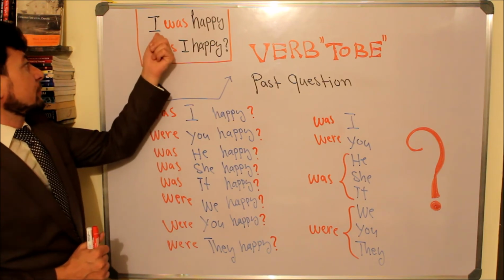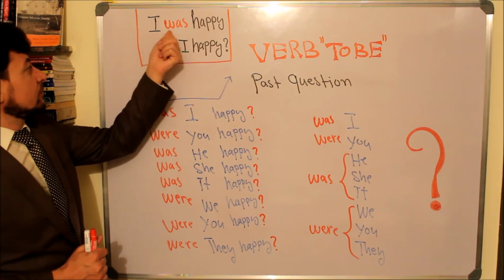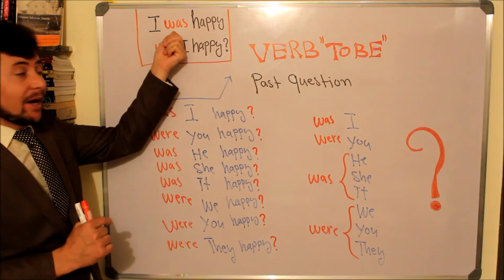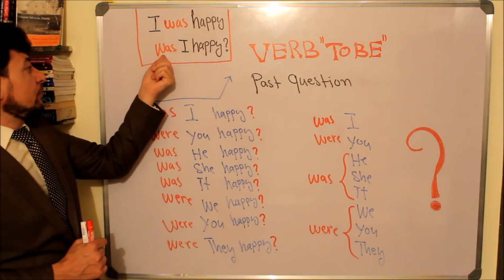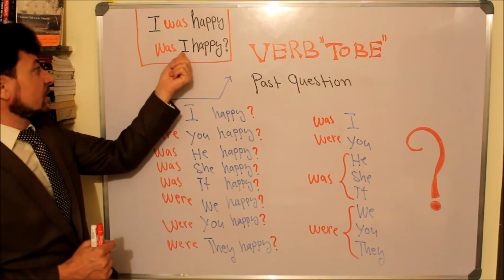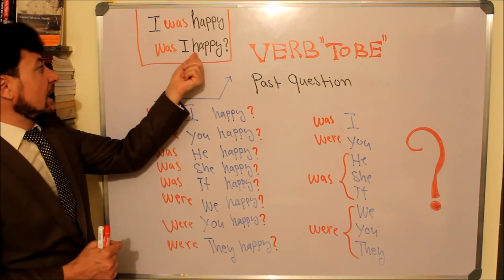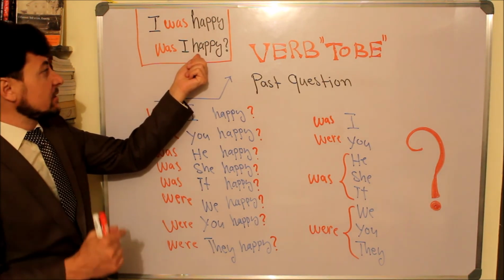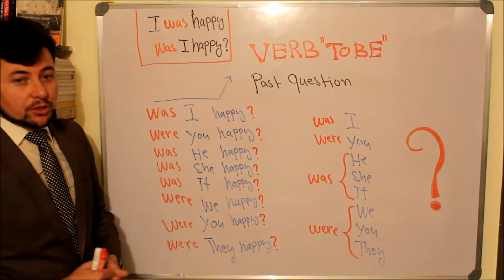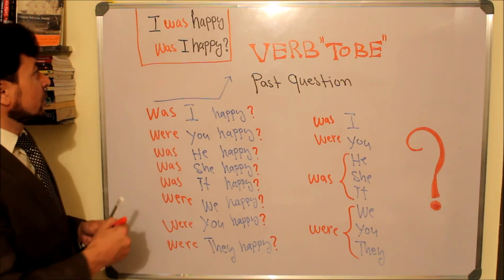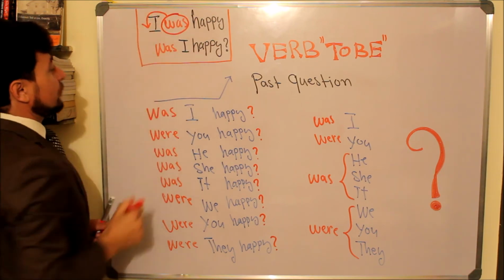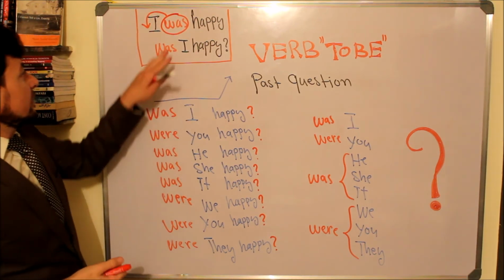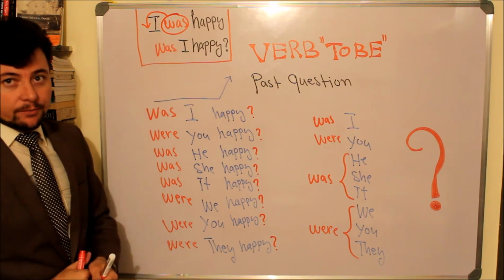Now in the affirmative form, first we have subject, then we have verb to be in the past, and then we have the rest of the sentence. In question form, first we have verb to be, then we have subject, after that the rest of the sentence, and then there is a question mark. So again, it is easy. We take verb to be and bring it before subject. Then the sentence changes to a question.